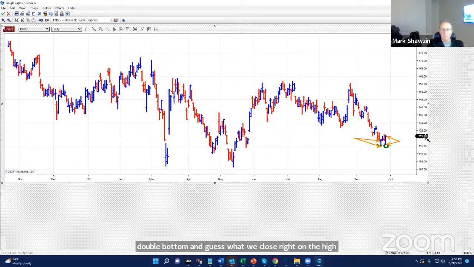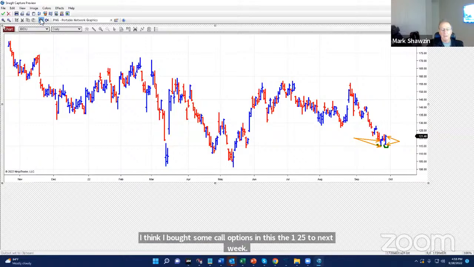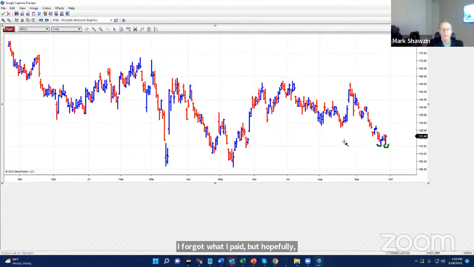So I think I bought some call options in this, the 125s for next week. I forgot what I paid, but hopefully it'll be worth a lot more than what I paid very quickly. You can see we've been in a steep channel here, and it's not going to take much to break out of here. So I just get a feeling that these things are going to come out of this thing like a bat out of hell. And so, like I said, usually you should wait, let the market confirm you, put your buy stop above there, which you can do tomorrow, and take a ride on the wild side if this thing gets going.